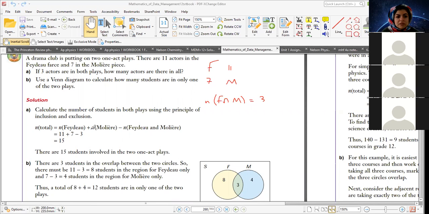You can use the previous equation I showed: the total is the number in Fado plus the number in the other play minus the common between them. So we have 11, 7, and here is 3. You do it, and the total number of people is 15. Now, using the Venn diagram, you can use this Venn diagram here.